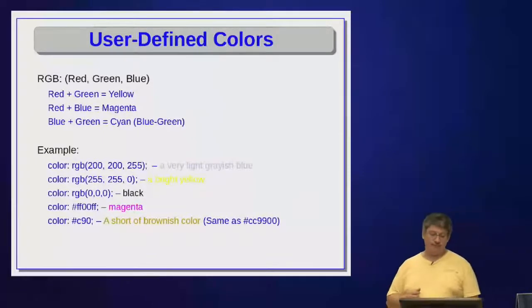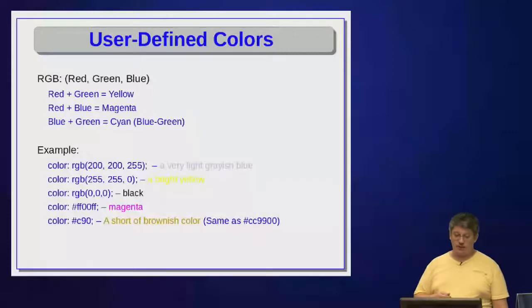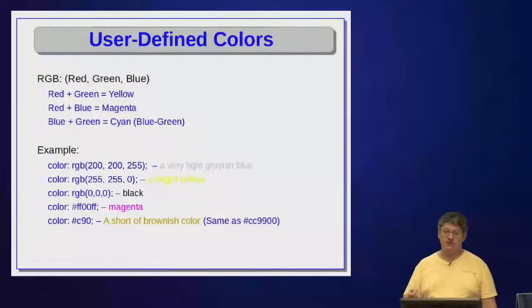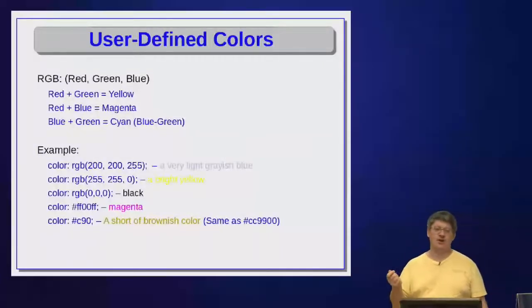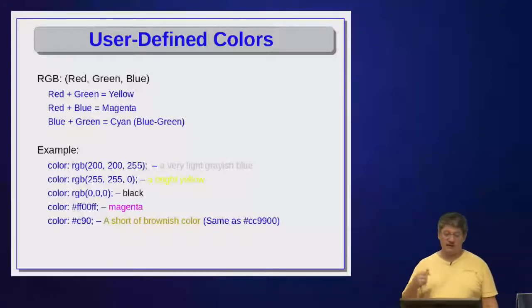So for example, I could specify the amount of red to be 200, the amount of green to be 200, and the amount of blue to be 255, and I'm going to get a color like this, a very light grayish blue. It's very hard to read on this white background, I'm sorry. But we have a lot of red and a lot of green, but we have even more blue. So it's mostly like a gray color, but it's going to be a little bit lighter.